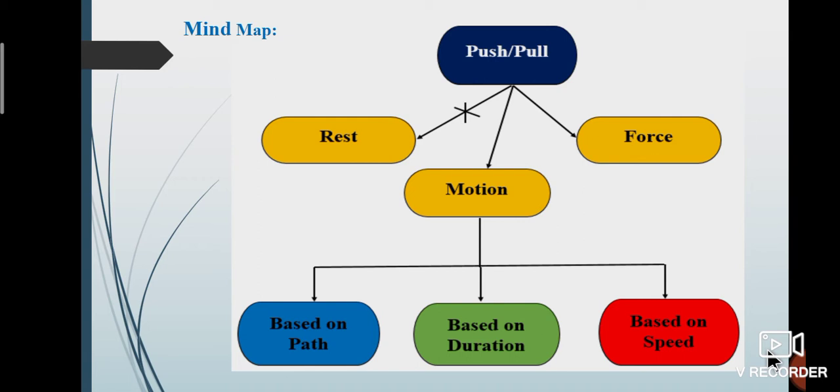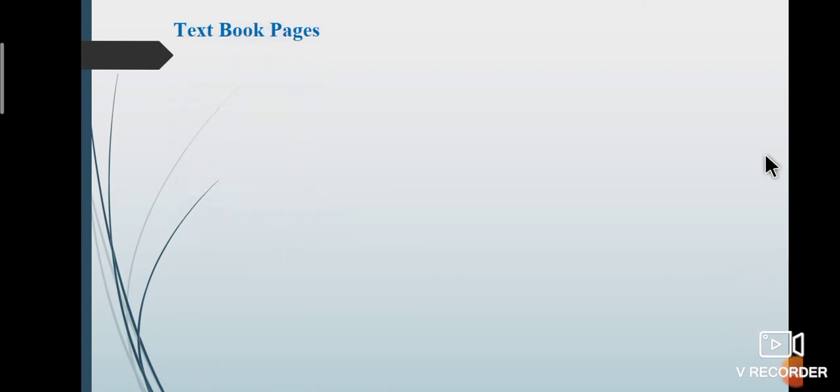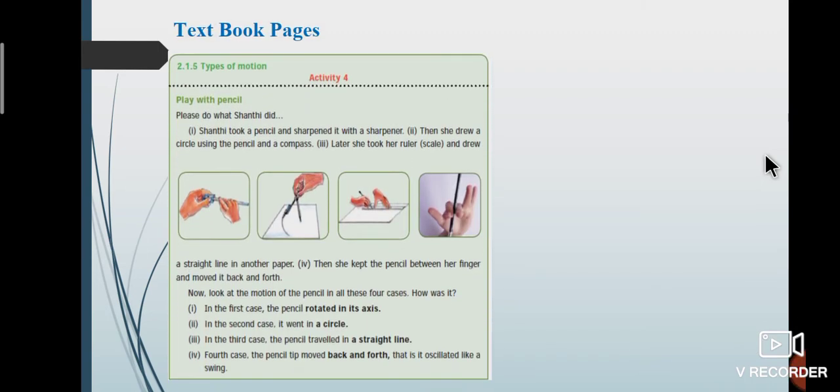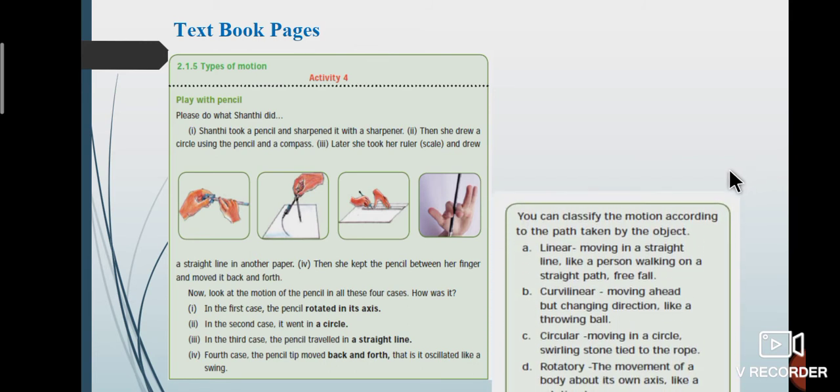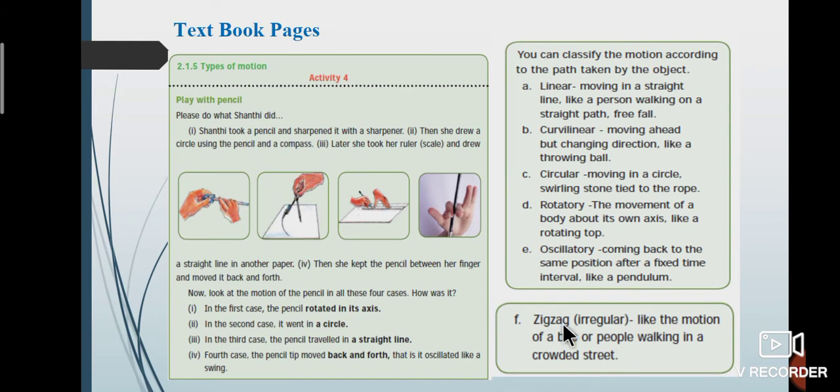Okay. In this page, there is an easy activity which I showed earlier. Based on path, explain types of motion. There are 6 types: linear, curvilinear, circular, rotatory, oscillatory and zigzag motion.